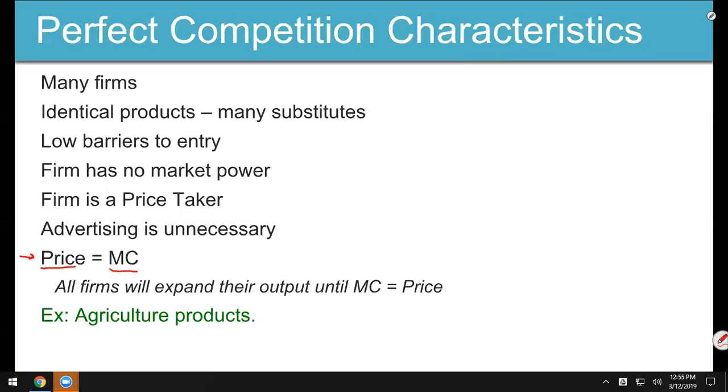If their marginal cost is less than the price, they're going to keep producing more, and more, and more, until their costs rise, catch up to the price, and then they're going to stop. If their price is lower than their marginal cost, well, we produce too much, so we can slow down to lower our costs until we get right back to that point.